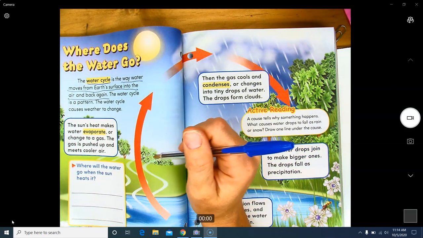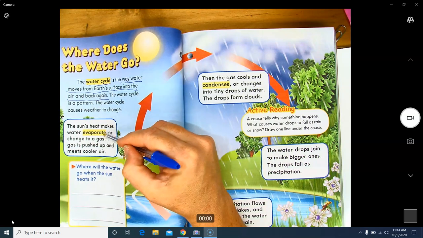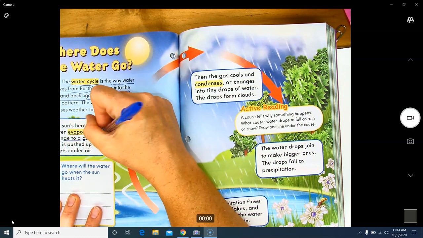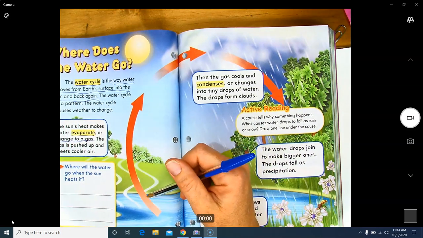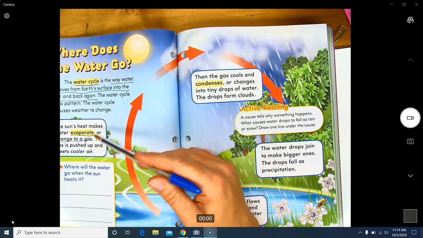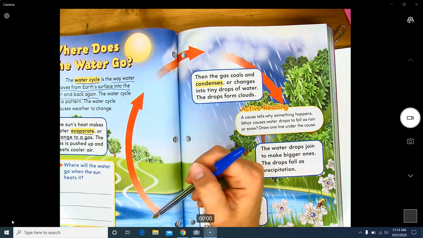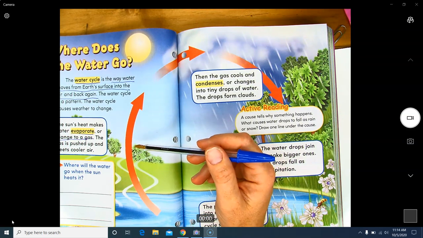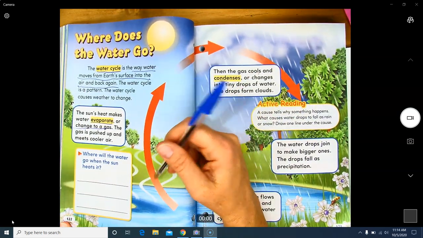So water is recycled in the environment. The sun's heat makes water evaporate or change into a gas. The gas is pushed up and meets cooler air. So can you see a gas? No, you don't usually see the water going up into the air. Okay, so the water evaporates. It goes from this lake, turns into a gas, it heats up, kind of like boiling water. If you ever watch boiling water, it goes away, so it's evaporating.